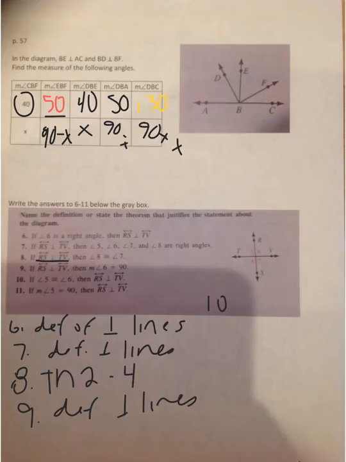Okay, number 10, if angle 5 is congruent to angle 6, then RS is perpendicular to TV. Now we're talking about congruence first. Which theorem mentions congruence first and then the perpendicular? That's going to be Theorem 2.5. And then the last one, if the measure of angle 5 is 90 degrees, then RS is perpendicular to TV. Again, that's your definition because they're talking about those measurements.